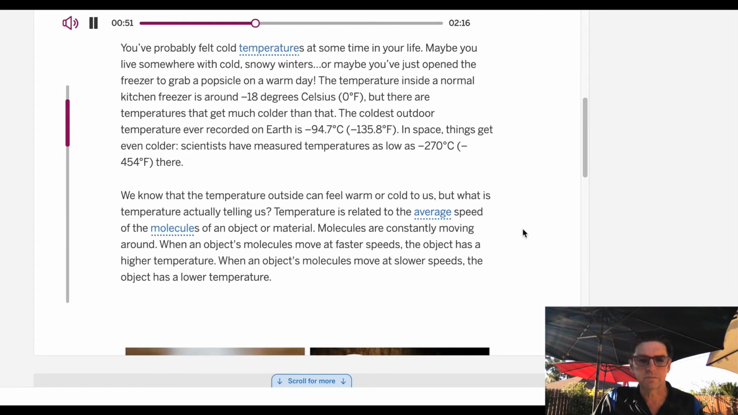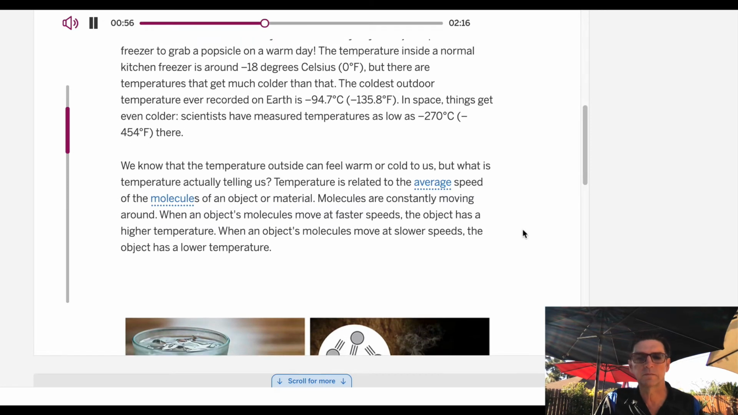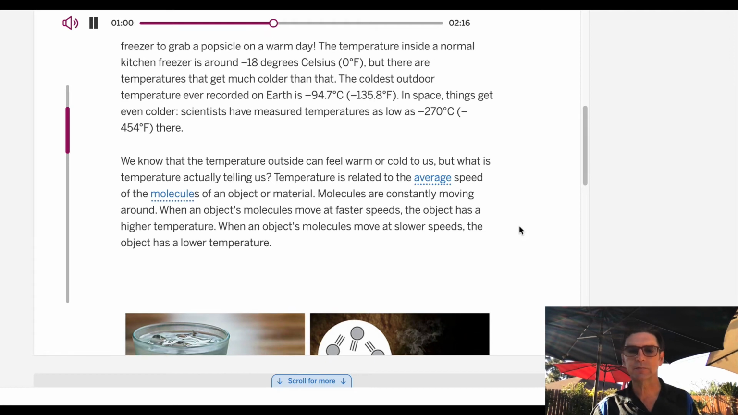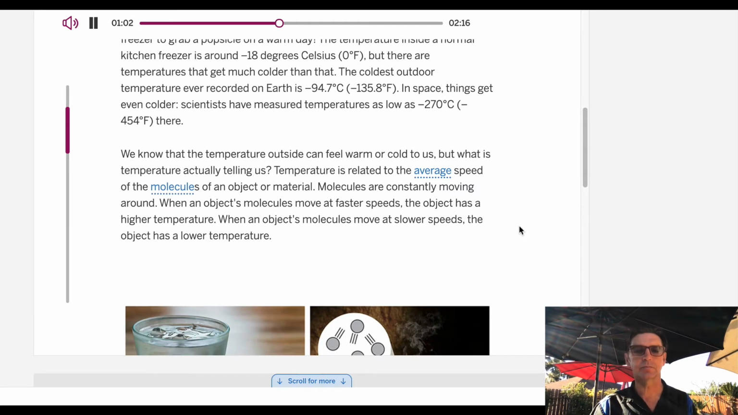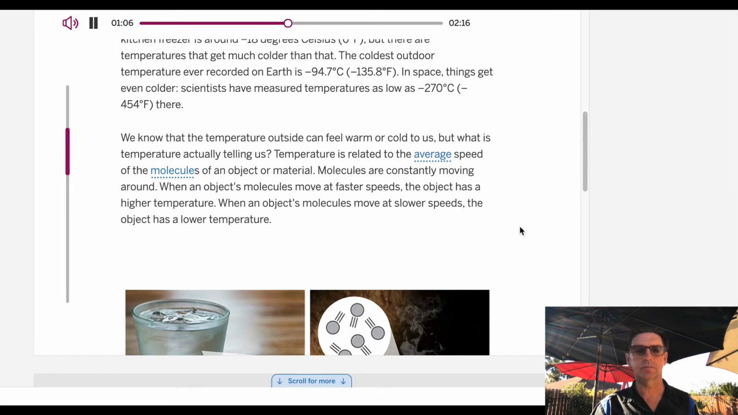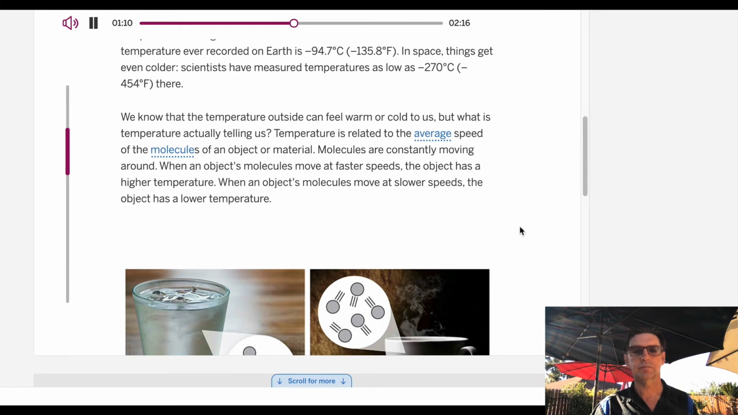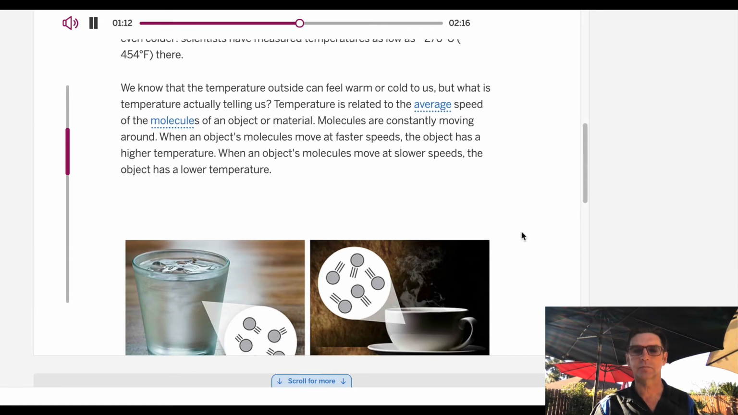But what is temperature actually telling us? Temperature is related to the average speed of the molecules of an object or material. Molecules are constantly moving around. When an object's molecules move at faster speeds, the object has a higher temperature. When an object's molecules move at slower speeds, the object has a lower temperature.